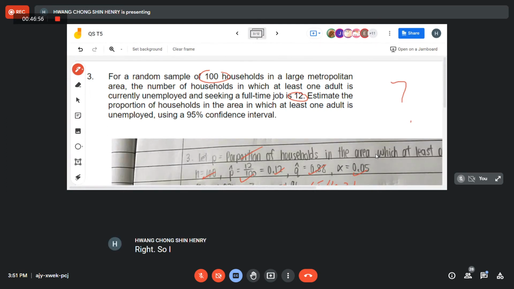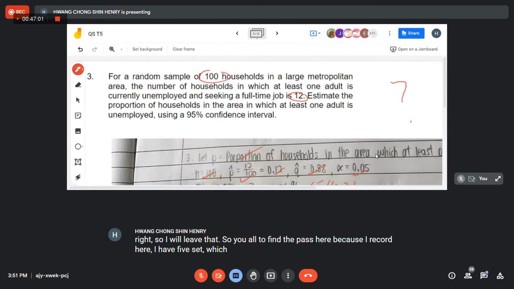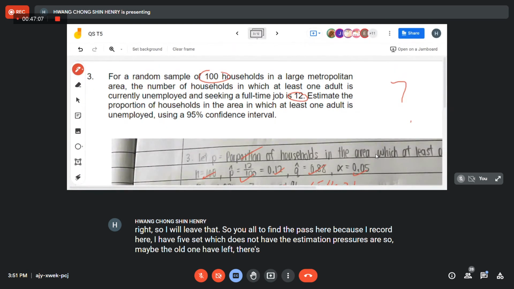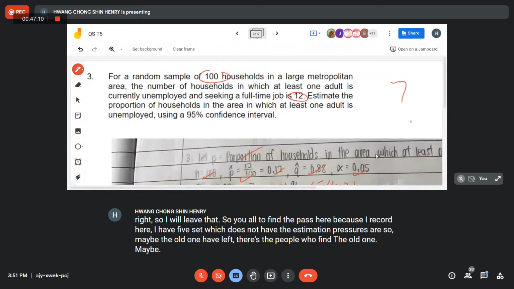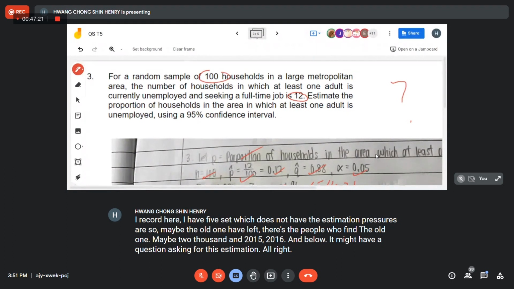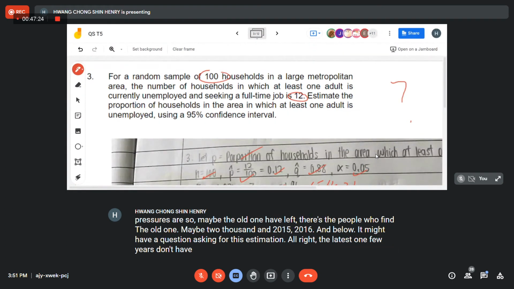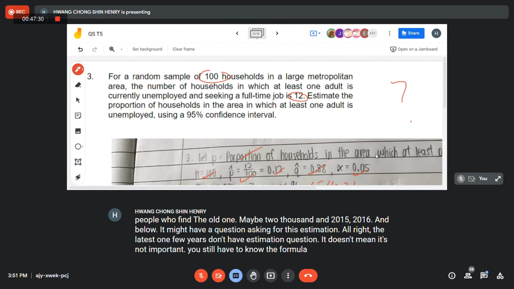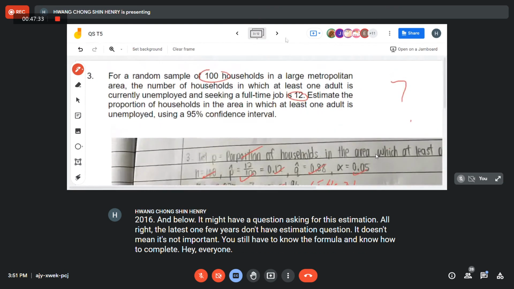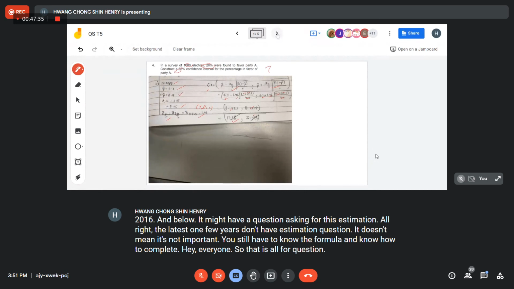Right. So I will leave that to you all to find the past year because my record here, I have 5 sets, which do not have the estimation questions. So maybe the old ones have. Those of you who find the old ones, maybe 2015, 2016 and below, they might have a question asking for this estimation. All right. The latest few years don't have estimation questions. It doesn't mean it's not important. You still have to know the formula and know how to calculate. Okay, everyone. So that is all for question number 4 and 3.